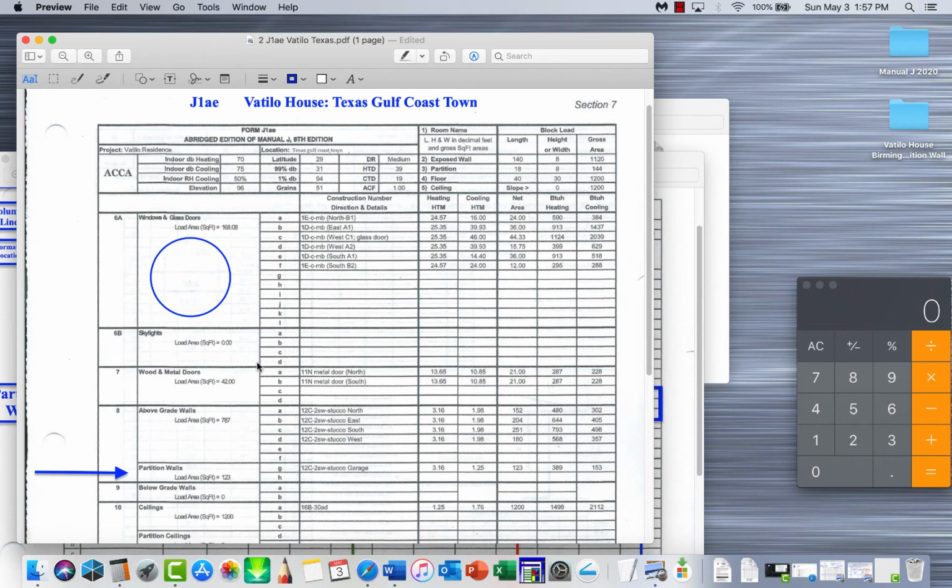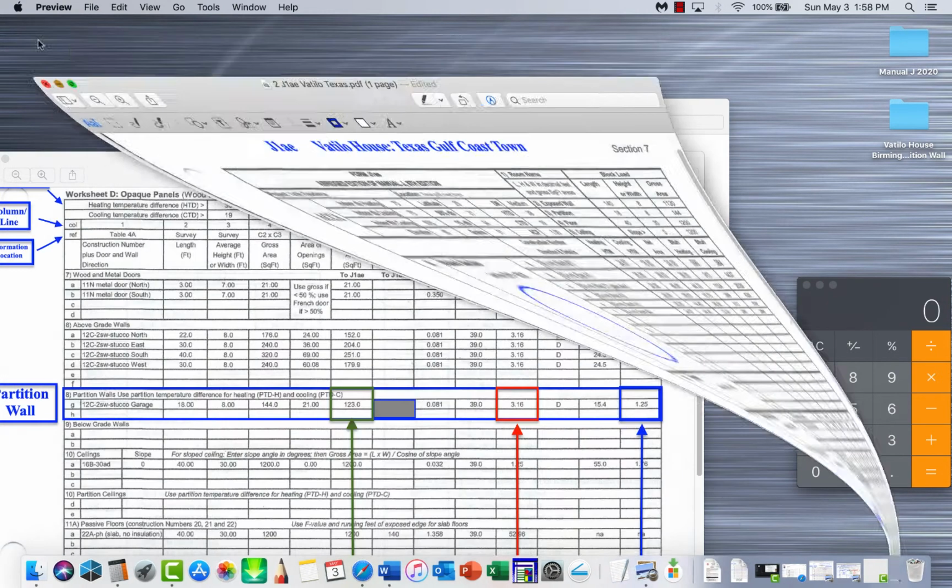Hello and welcome back. We're finishing up walls. Now we're going to do partition walls. We just finished up the north, east, south, and west walls. So now what we've got is this last part of the Vatilo house, which has a garage on it. And there's a couple of considerations you have to consider in this.